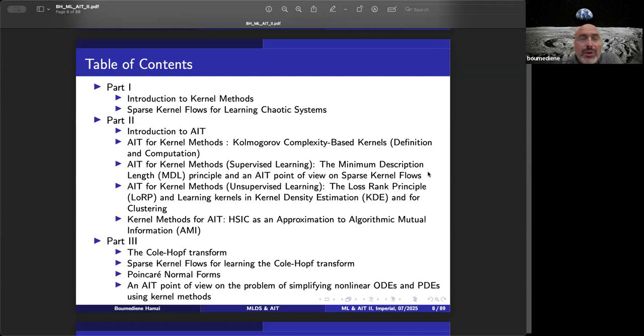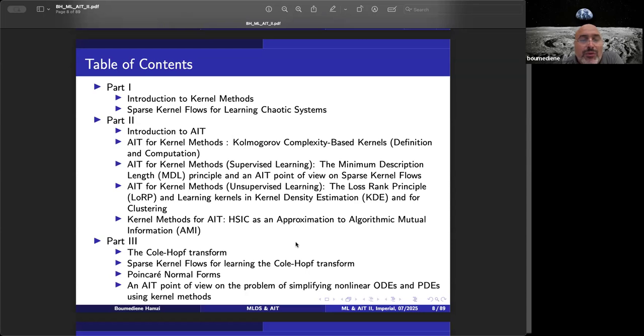And then the other one is using the loss rank principle to learn kernels in kernel density estimation. And then kernel methods for AIT, where we saw that HSIC, the Hilbert-Schmidt independence criterion in kernel methods, can be used as an approximation of an object in AIT, which is the algorithmic mutual information. And the third part is really about simplification in general.